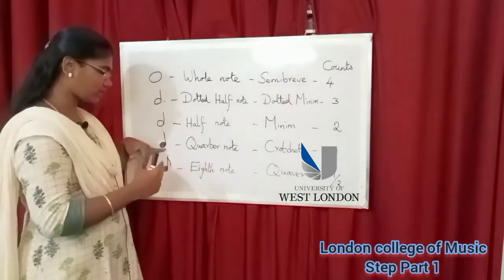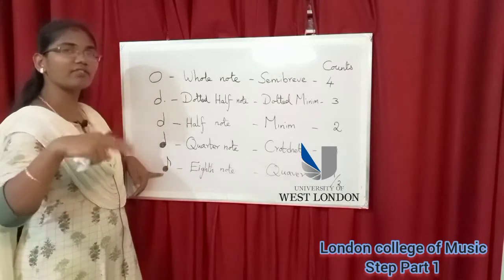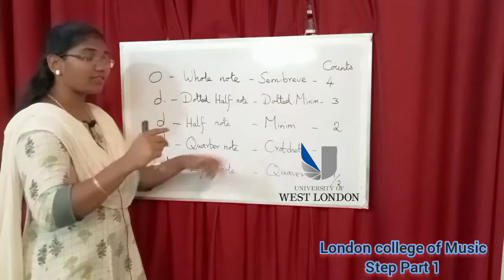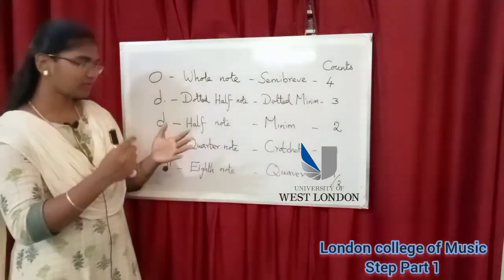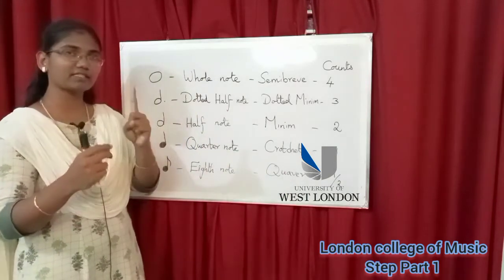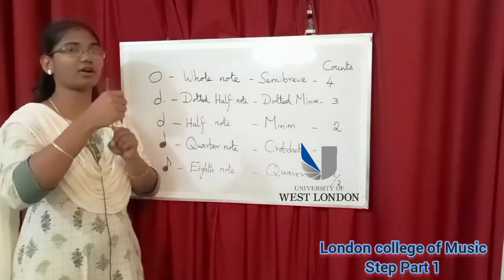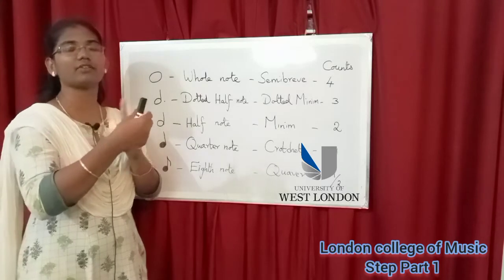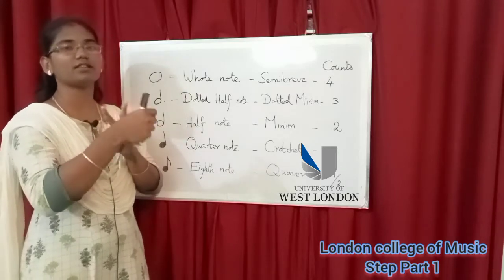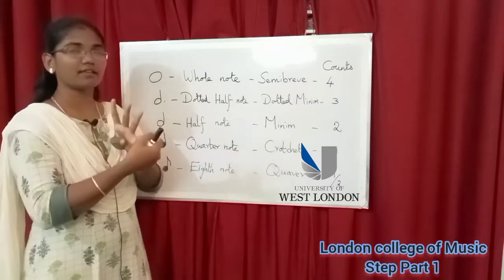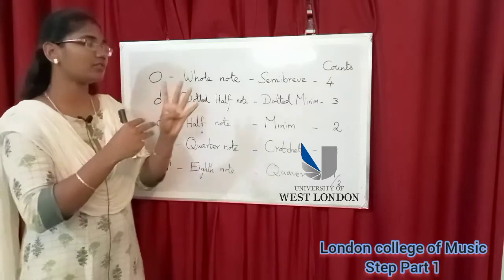So this is 1 count, and we are dividing it into half counts. Okay, half counts. So we are dividing the first count into 2 half counts, and then the second count into 2 half counts, and then the third count also into half counts, and then the fourth count also into half counts.